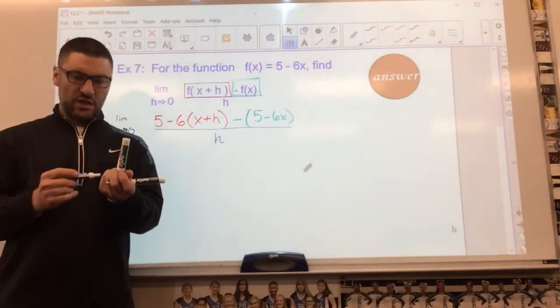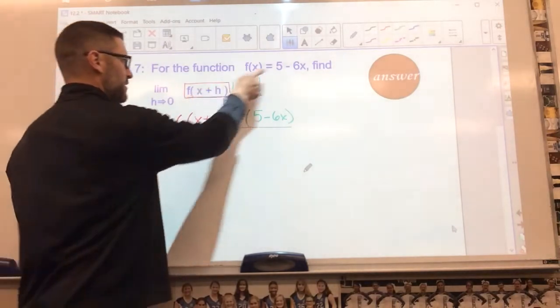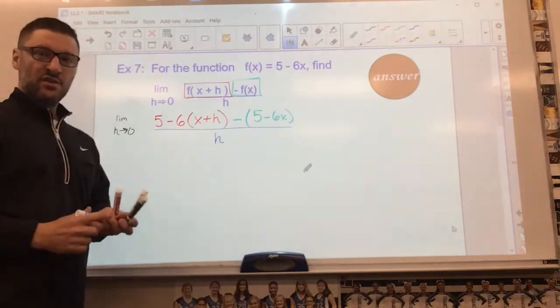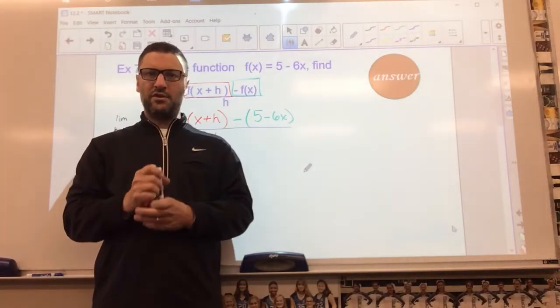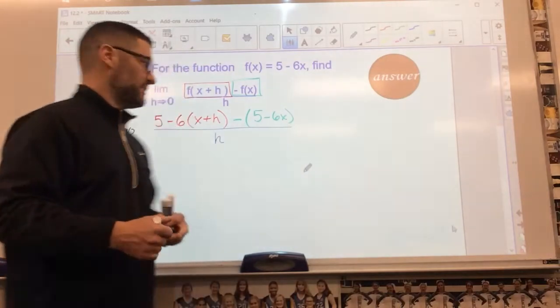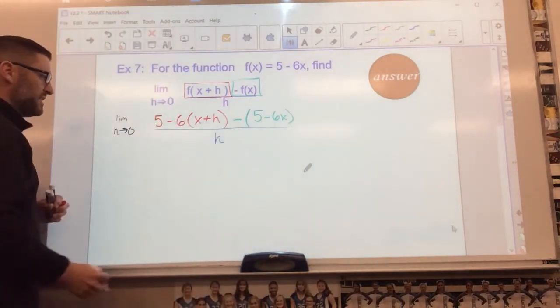And those are the three chunks. This value plugged in and rewritten, this value rewritten, all over the h. And what we're going to be able to do with these is some fancy algebra to come up with the limit as h goes to 0.